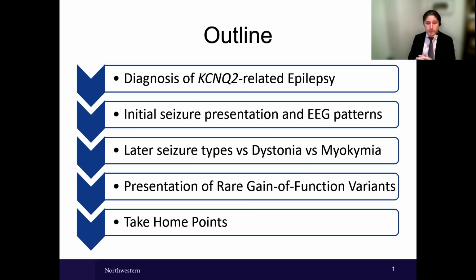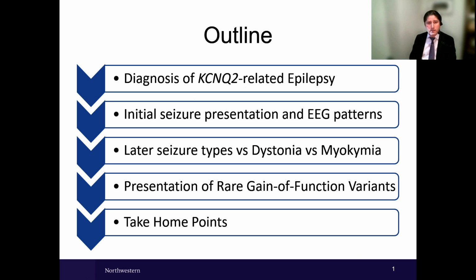In my talk, I'm going to focus on the loss of function variants primarily. I'll talk about how to diagnose epilepsy in general, and then focus in on KCNQ2, and talk about the seizure presentation and the EEG patterns. And then I'm going to talk a little bit about some of the later seizure types that I've seen in older kids with KCNQ2 loss of function, and then some cases of dystonia and something called myokymia, which I'll describe.